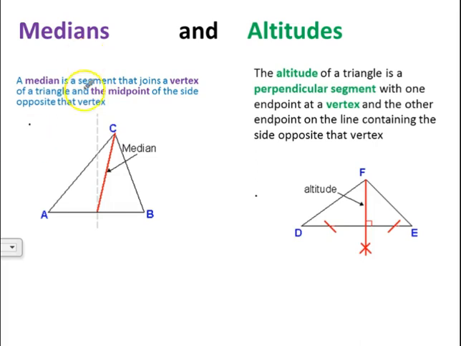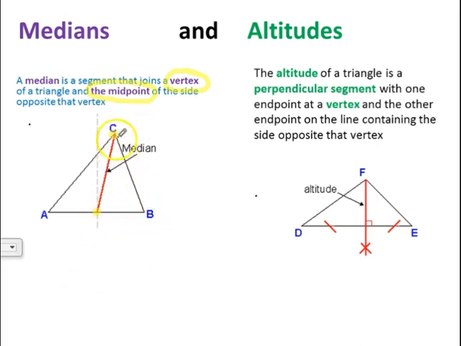So a median is a segment in a triangle that joins a vertex. So it joins the vertex. It starts at the vertex and intersects through on the opposite side of the triangle at the midpoint. So remember, a midpoint divides a segment into two equal parts. So here on this side of the triangle, we start at a vertex, and then it's going to intersect through the midpoint of the opposite side of that vertex.